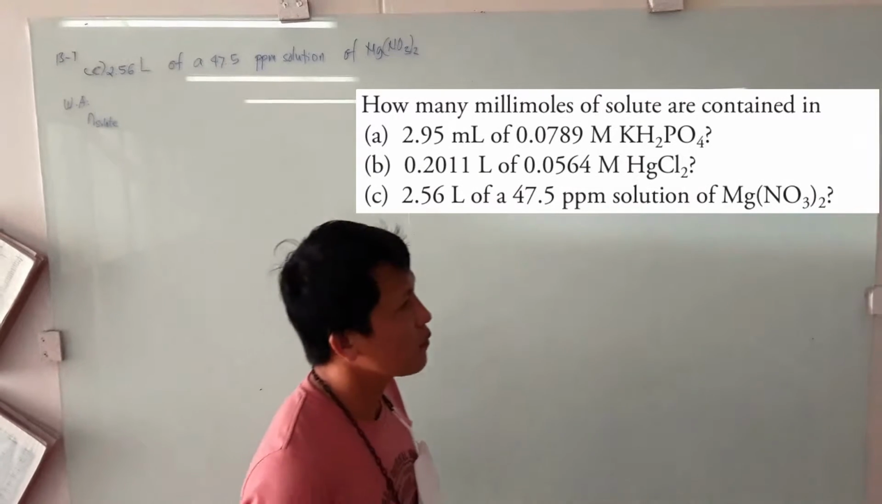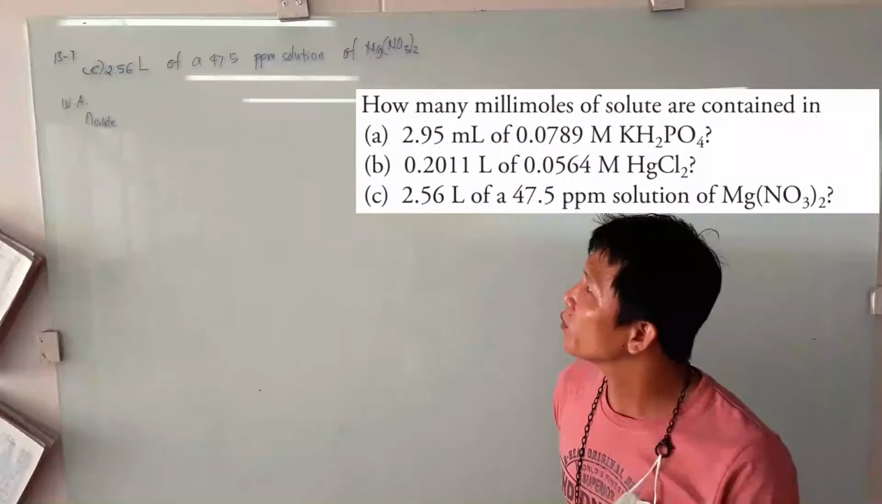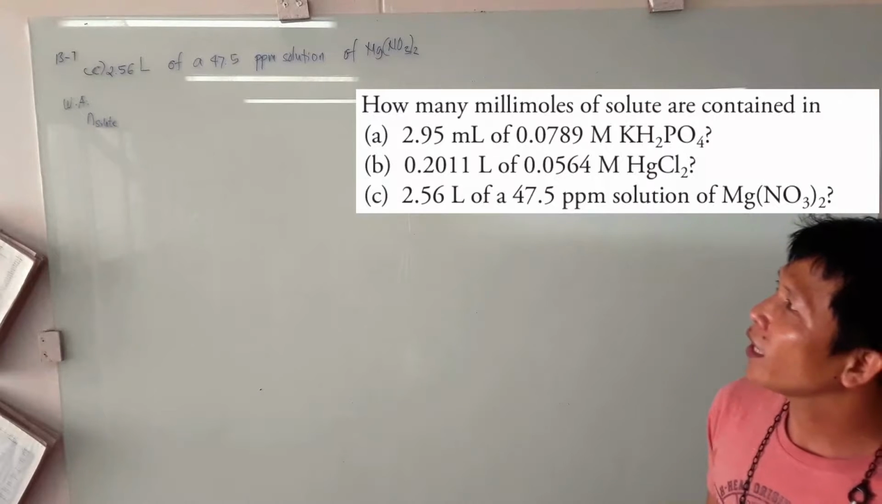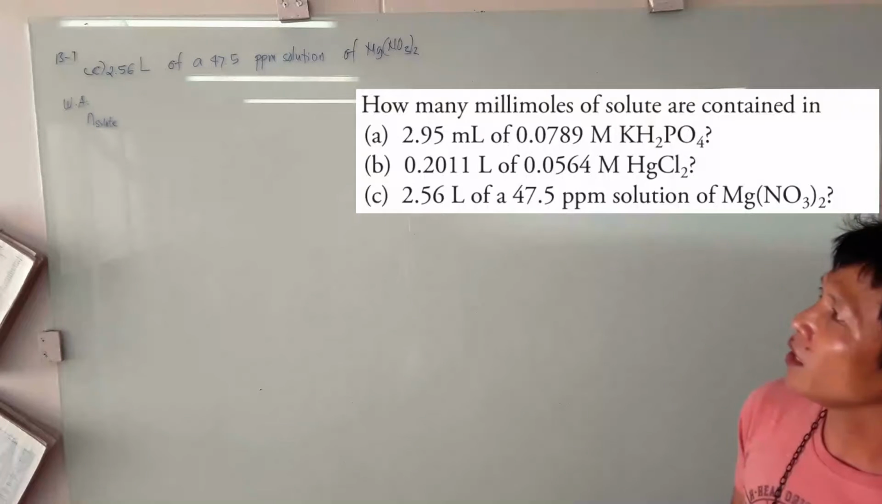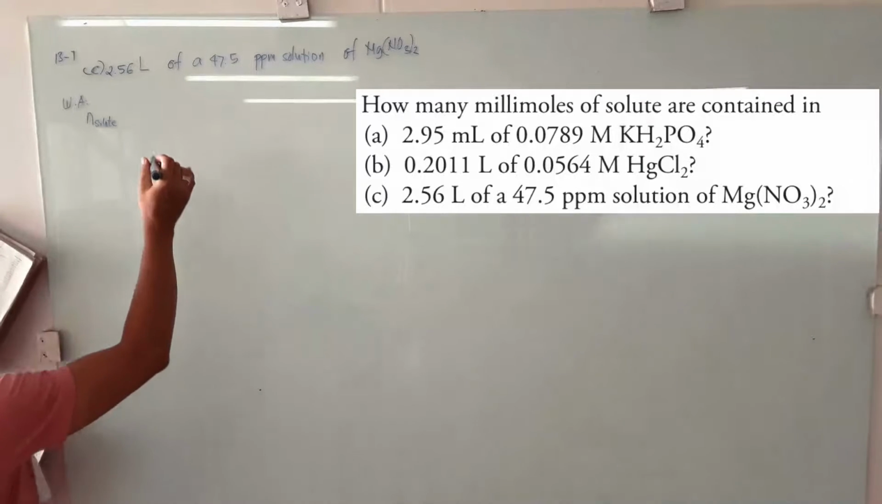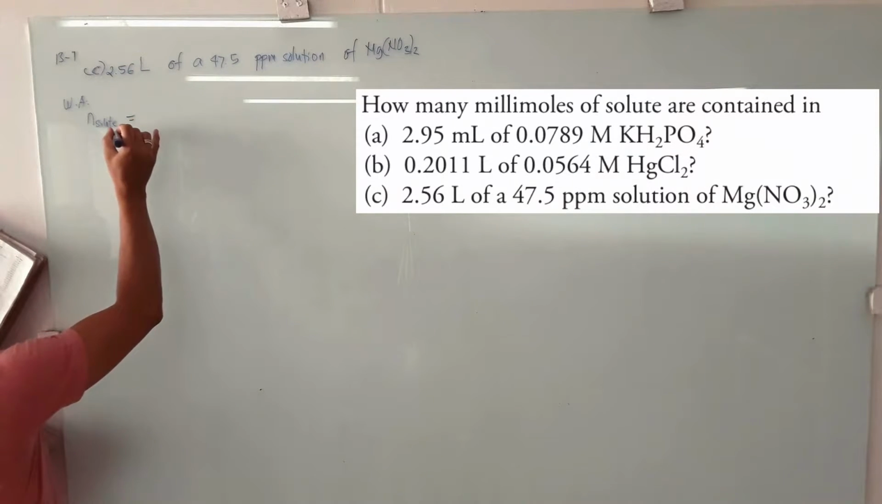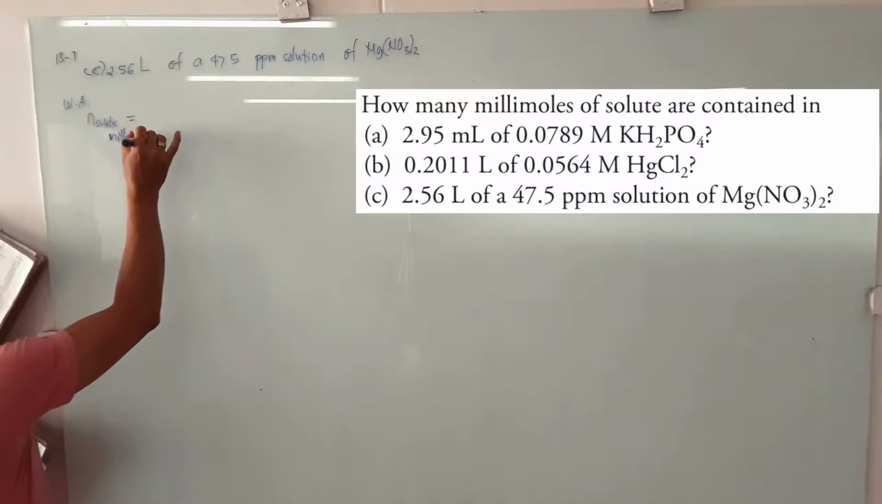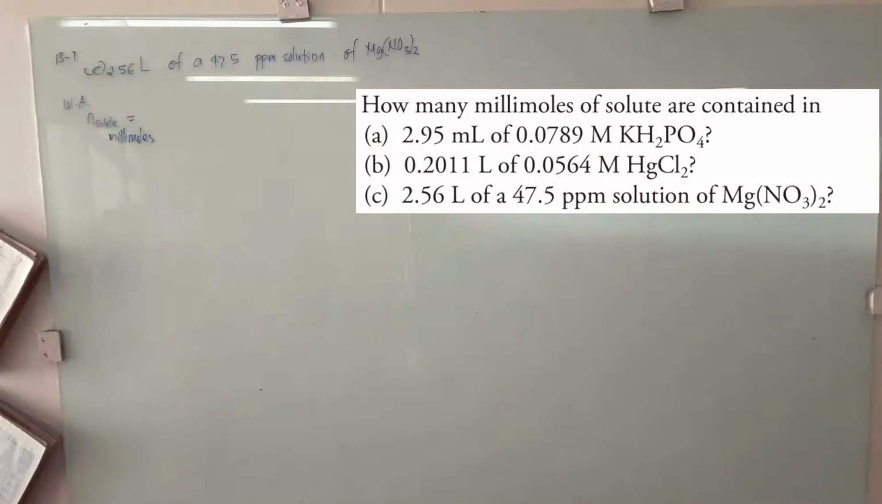The problem is only for titration. I think the problem states how many solute. So the problem asks for the number of solute in terms of millimoles. So that's what we're trying to find.